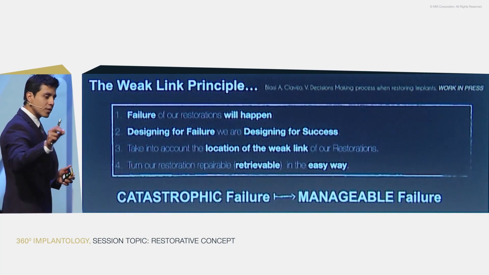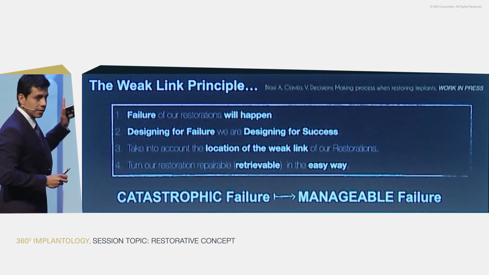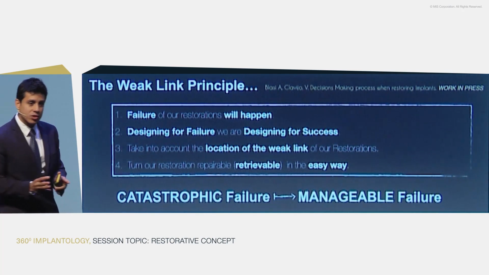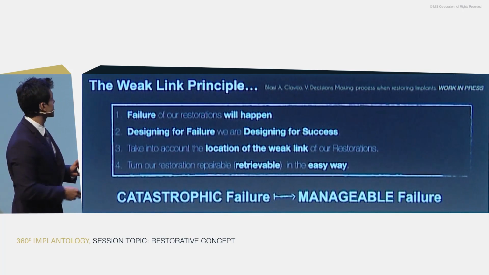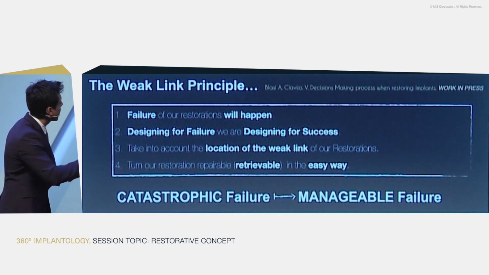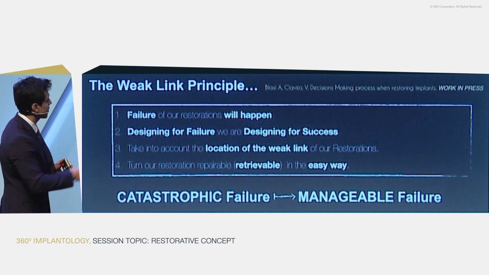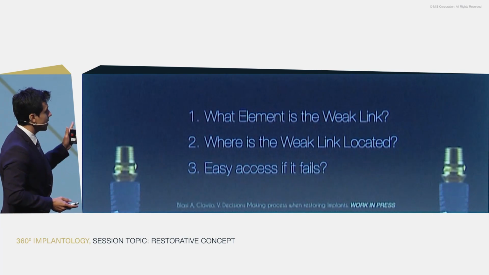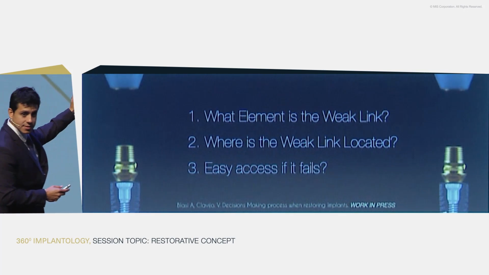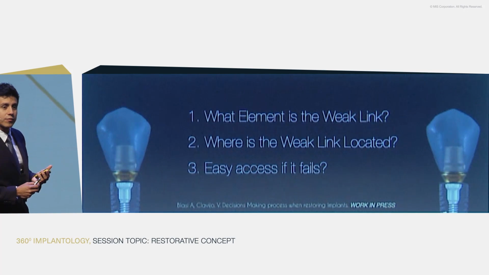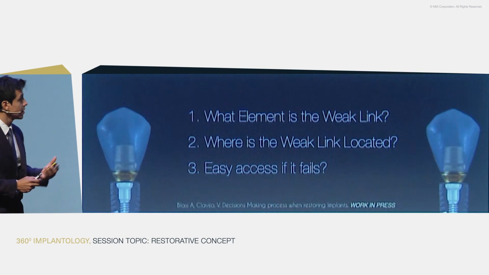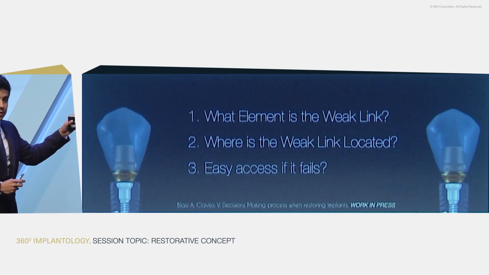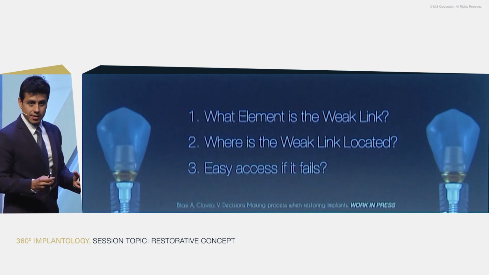So when we think about this kind of restoration, I would like to think, always when you do a restoration, failure will happen. And we have to design our restorations to avoid failure and to have more success. We have to find where the weak link will be, and we have to make the restoration retrievable in an easy way. So if we work with the T-base, we will screw the T-base, and we will cement the monolithic full crown zirconia or disilicate on top of the T-base.